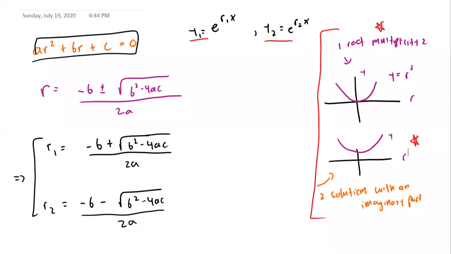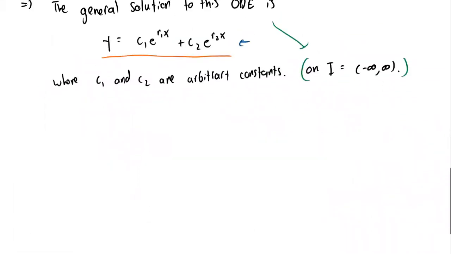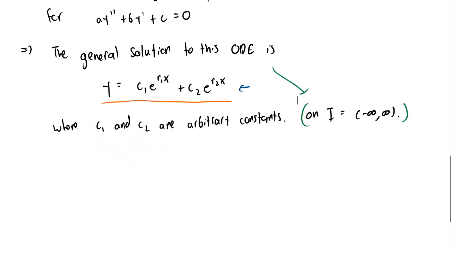Hello, class. In this video, we'll continue the discussion we were having before about the three cases that we get from the roots of this characteristic polynomial. If you remember from the previous videos, we already saw the first two cases. We get the case in which we have two real distinct roots, in which case this is the general solution, where R1 and R2 are the real distinct roots.